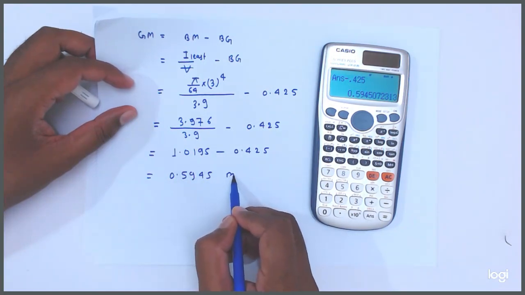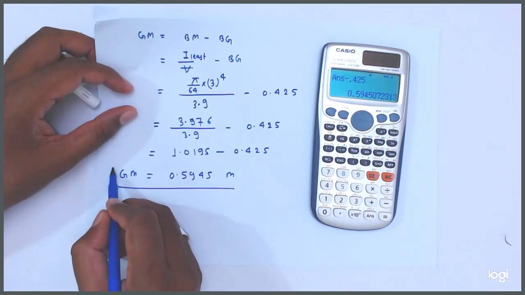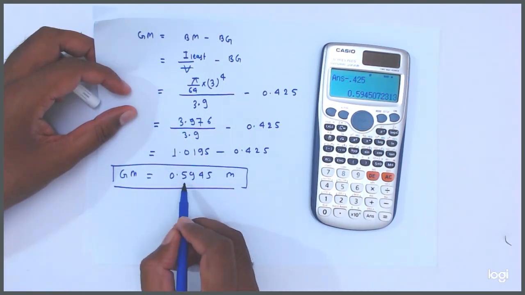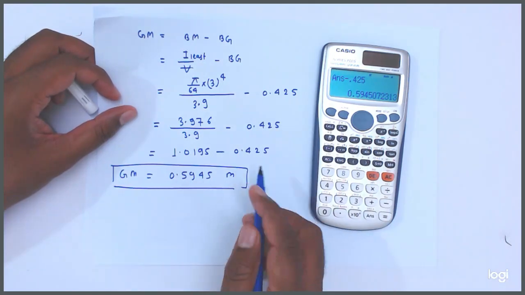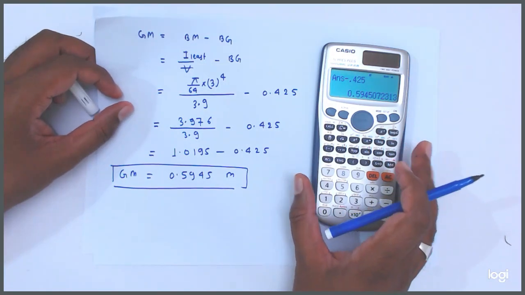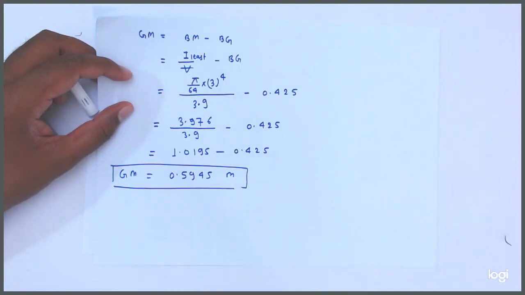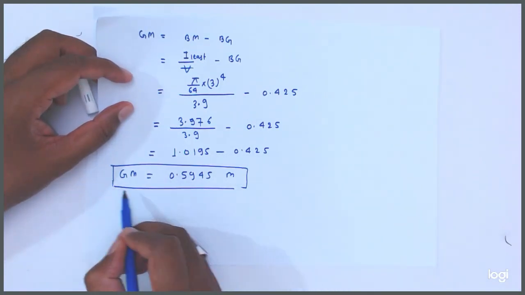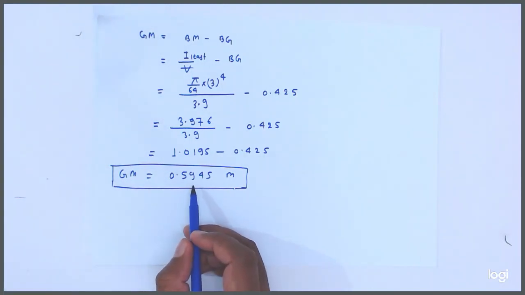So it will come 0.5945 meter. It means the metacentric height is 0.5945 meter. Since it is positive, the body is in stable equilibrium. If the value is negative, then it is unstable equilibrium. So friends, whatever the metacentric height of this body, we are able to calculate it here.